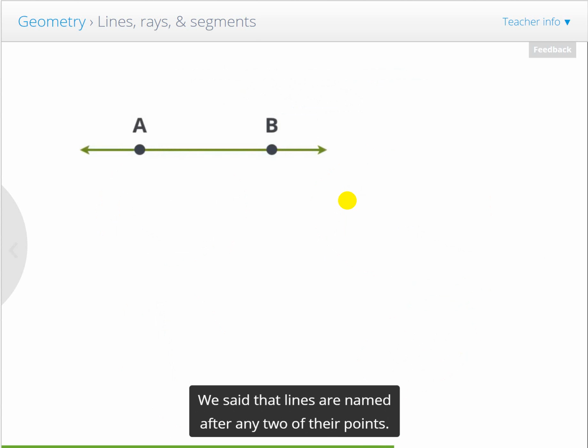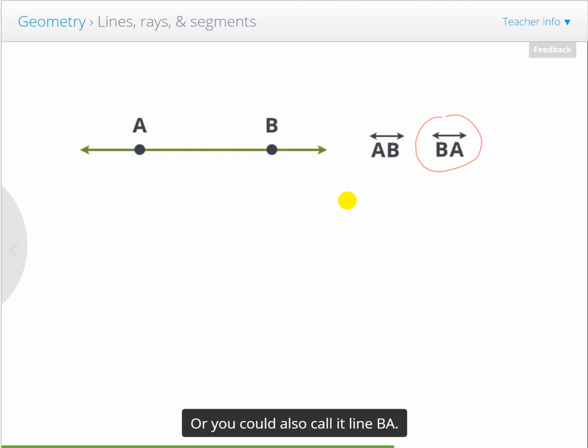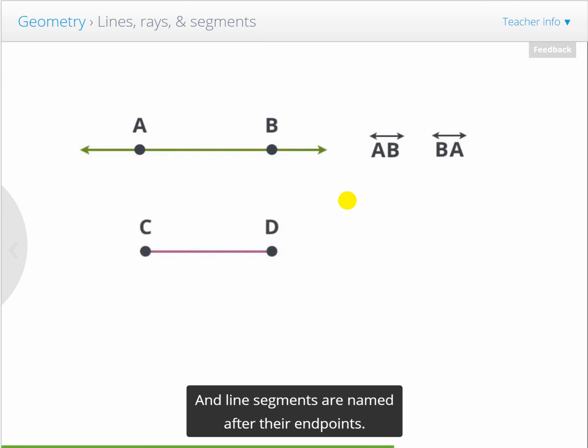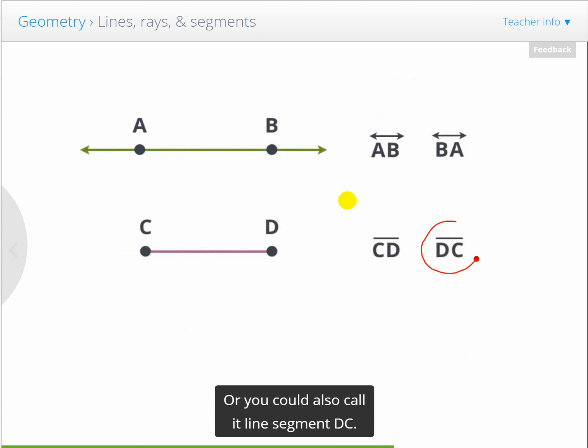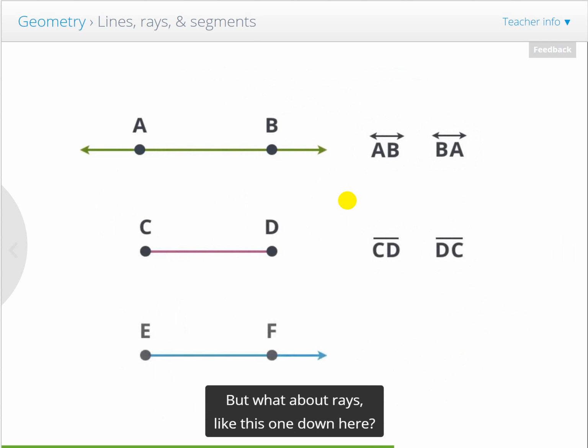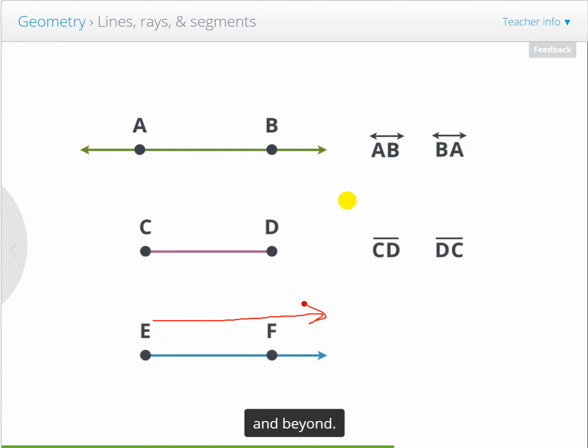We said that lines are named after any two of their points. So this is line AB, or you could also call it line BA. And line segments are named after their endpoints. So this is line segment CD, or you could also call it line segment DC. But what about rays, like this one down here? Well, this ray starts at E and goes on forever in the direction toward F and beyond.